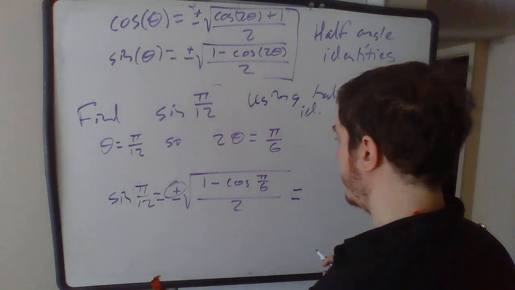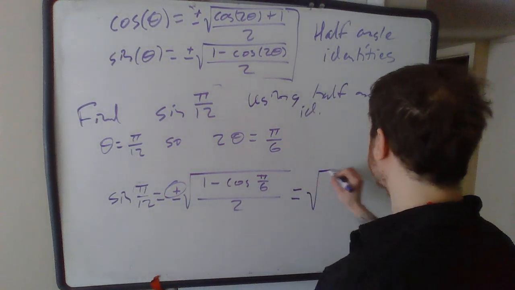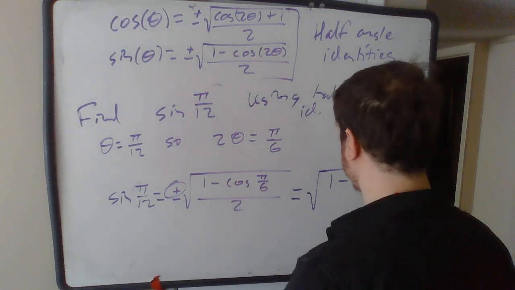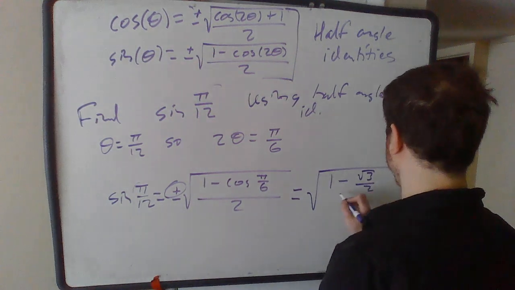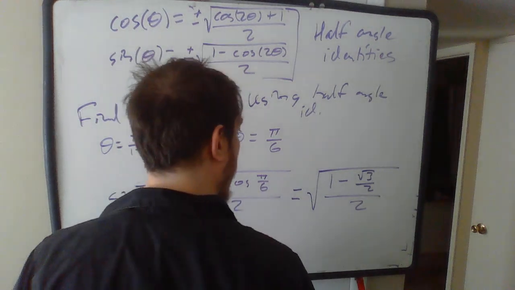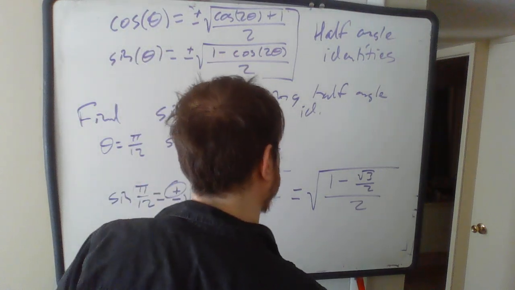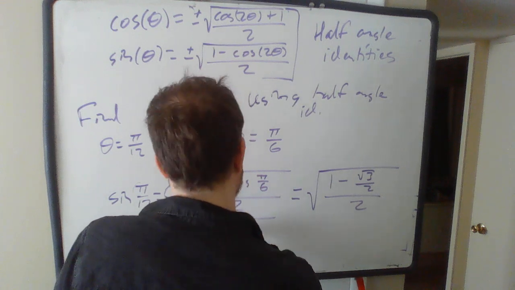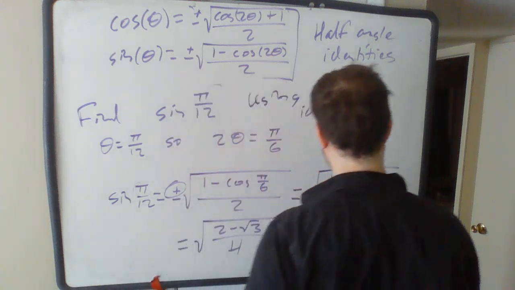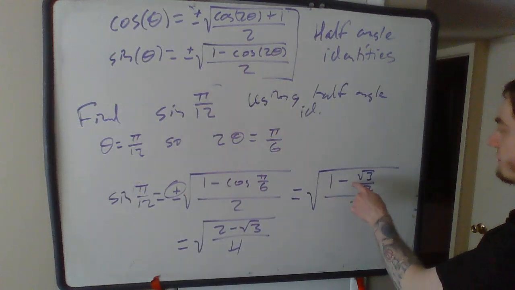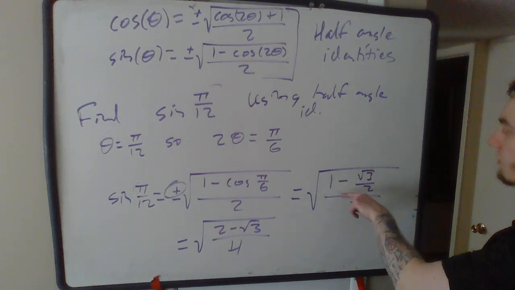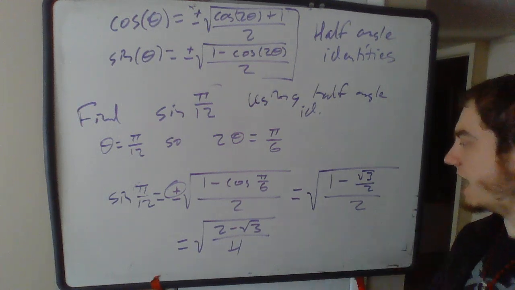Okay, so this is going to become the square root of 1 minus, and then what is cosine of pi over 6? Well, that's going to be square root 3 over 2, all divided by 2. And we can be fancy if we want to and rewrite this a little bit, I suppose. So we can write this as the square root of 2 minus the square root of 3, all divided by 4. Right, because this is 1/2, this is minus square root 3 over 4. So that becomes 2 over 4 minus square root 3 over 4. And that gives me this.